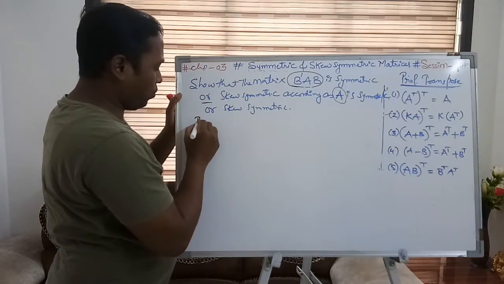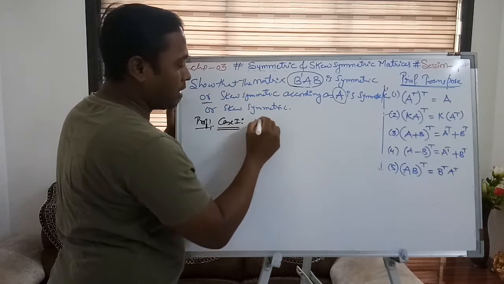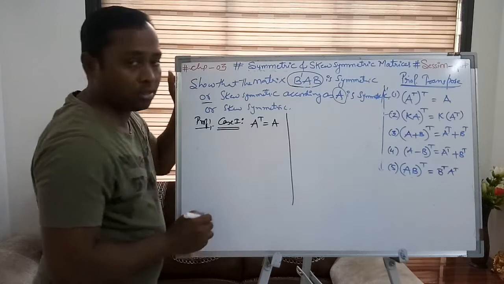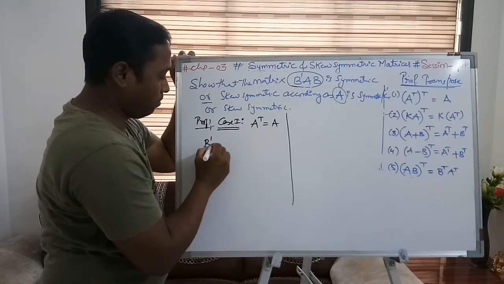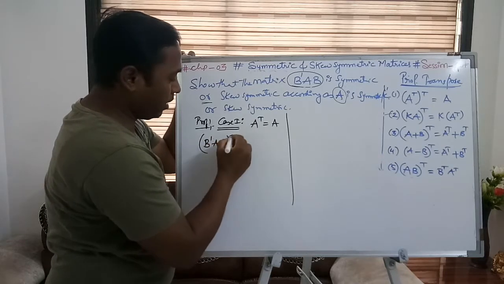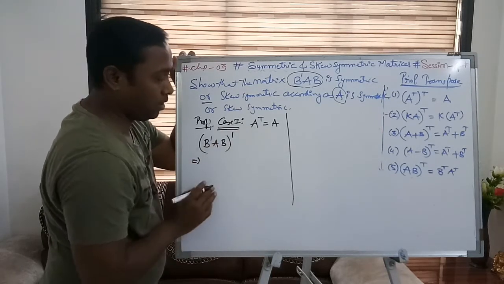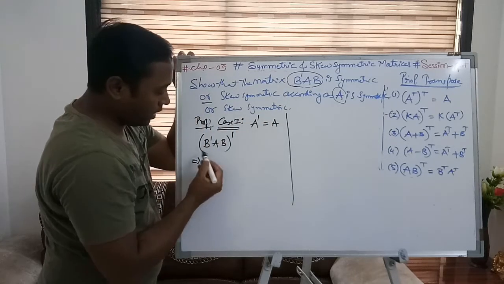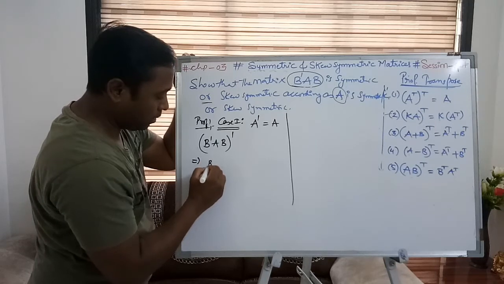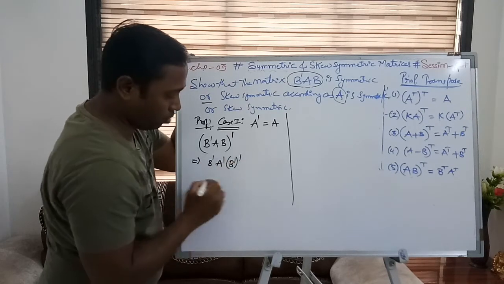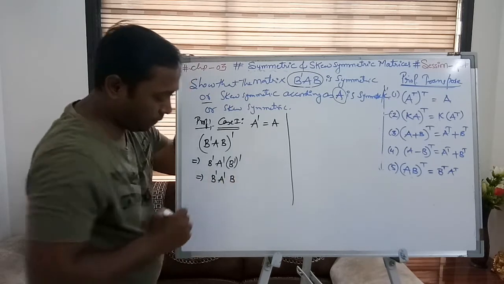Let's try. So to prove, first, case 1. In case 1, I am taking A transpose is equal to A, where I consider A as a symmetric matrix. Then I'm taking this B dash A B whole, and now I'm taking its transpose. Just by the rule of multiplication, I can open this with the help of the reversal law of transpose. So it will be B transpose into A transpose into B transpose whole transpose. But transpose of transpose is the matrix itself. So hence B dash A dash into B.